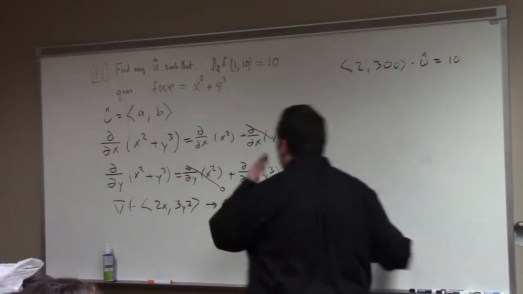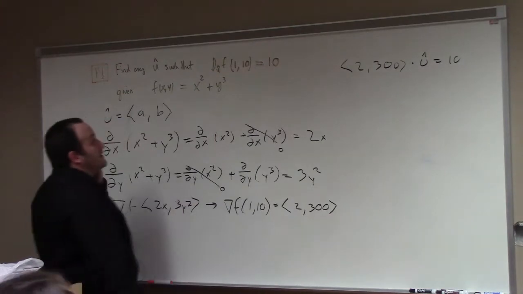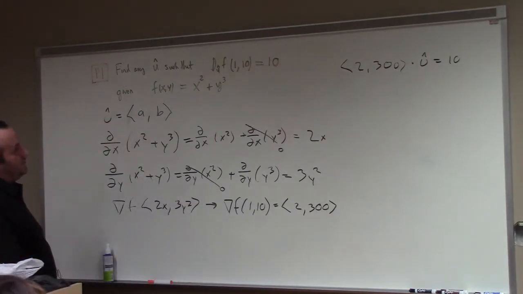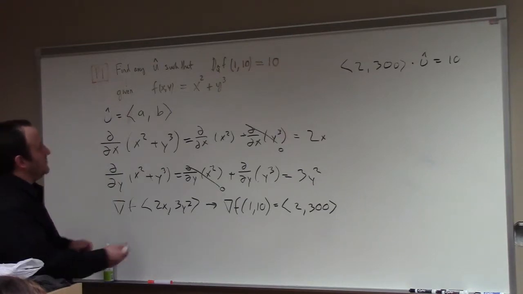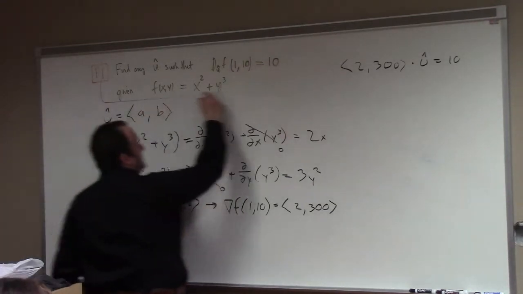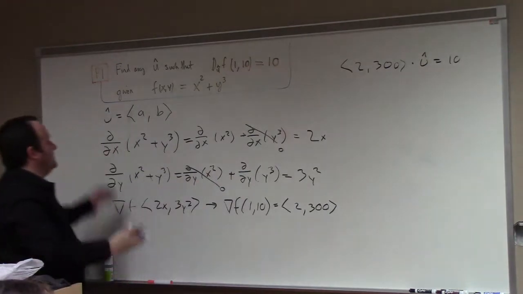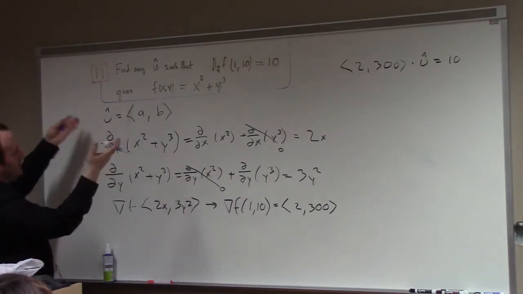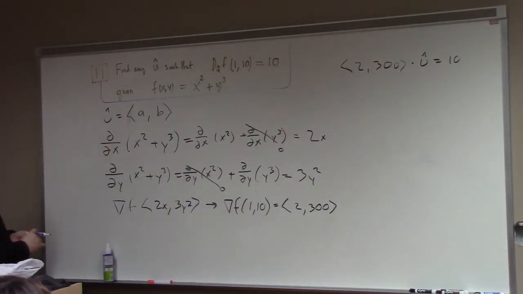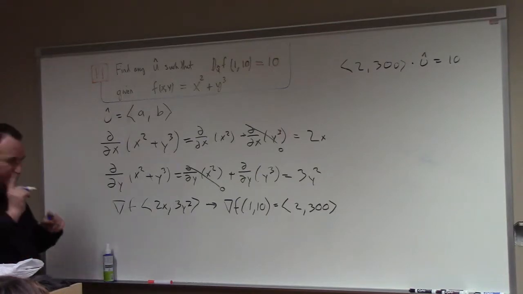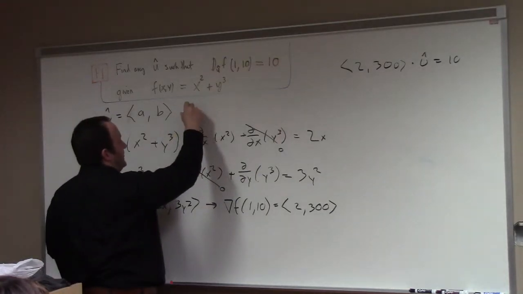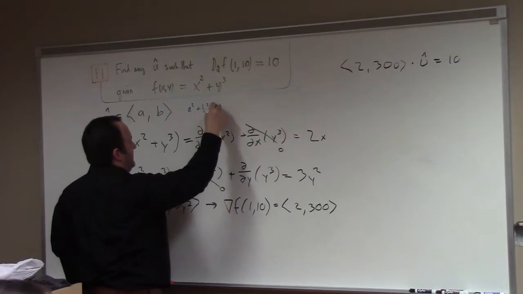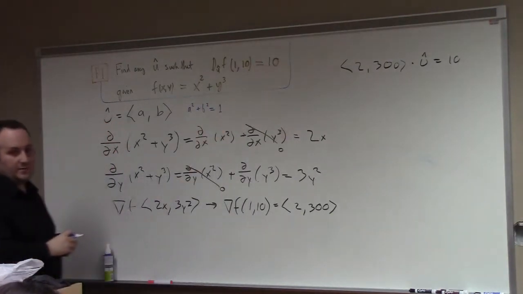All right, so problem number 1. The task here was to find a unit vector such that the rate of change of f at the point (1, 10) is 10. The function given is x squared plus y cubed. I advised we give a name to our enemy. Let's call it (a, b). Now, a, b is a unit vector, right? So there's something else we know: a squared plus b squared is equal to 1.